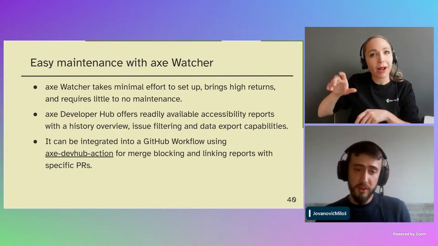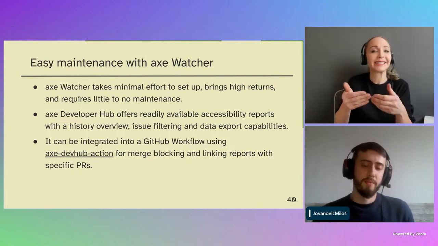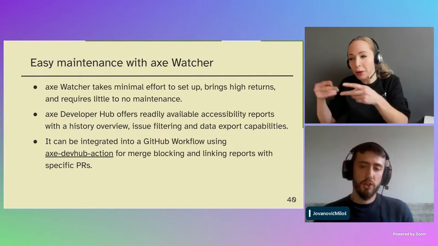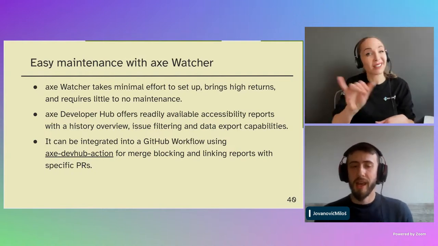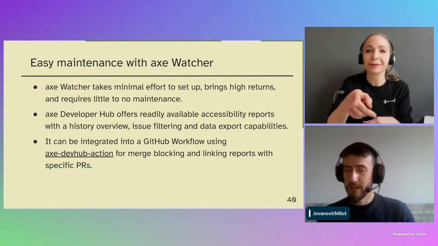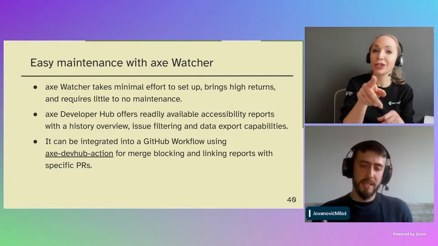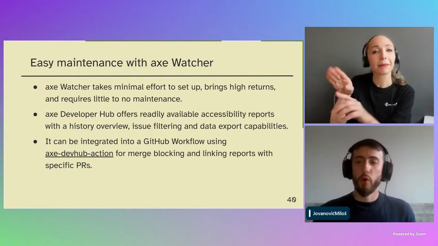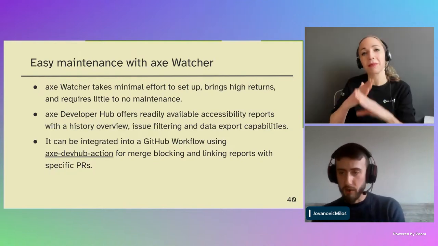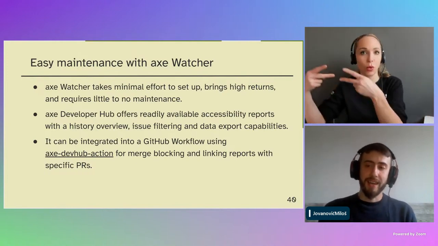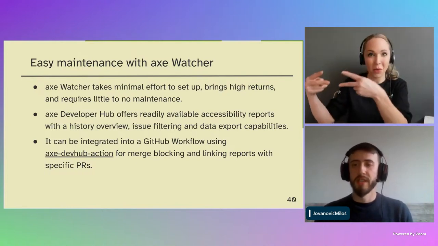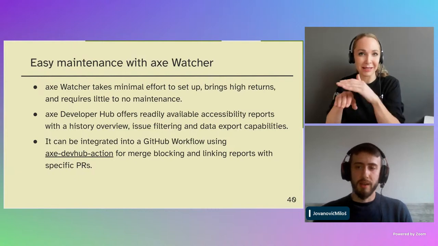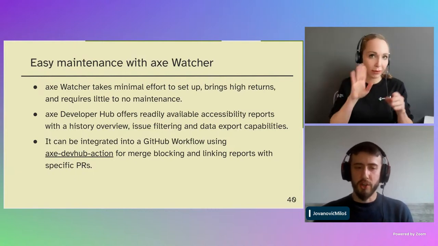Another important feature here is that the AxeWatcher can also be plugged in as a GitHub action. So this can be used to block merging of code that doesn't pass your accessibility requirements and link to the specific reports on the feature that is being merged.